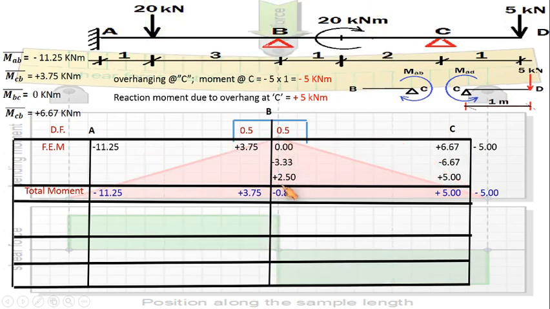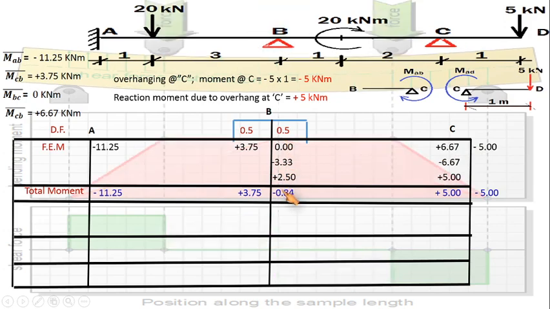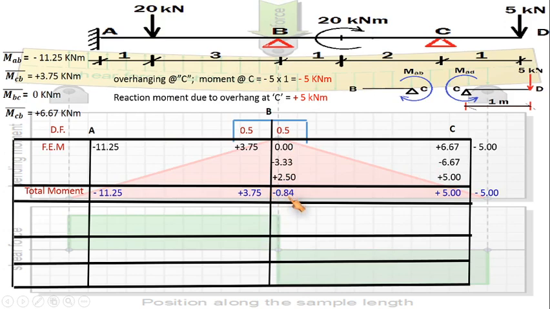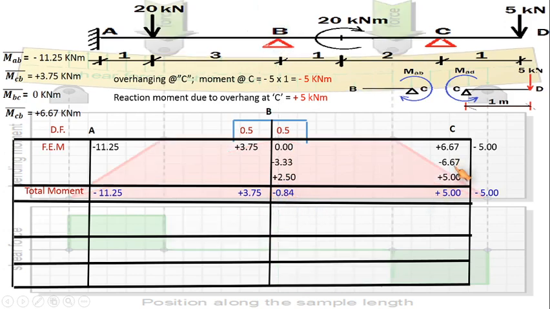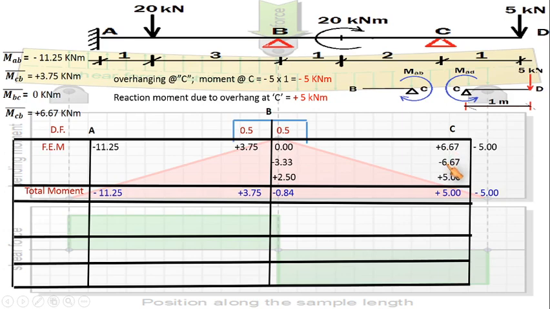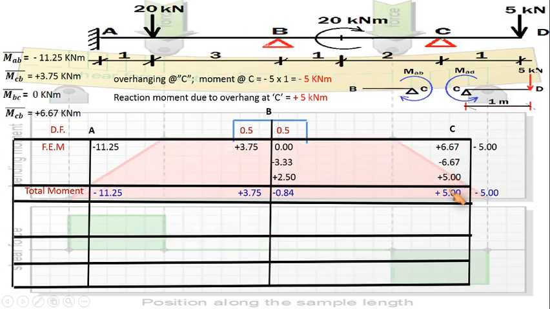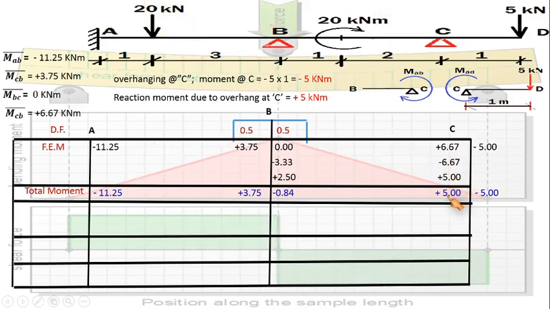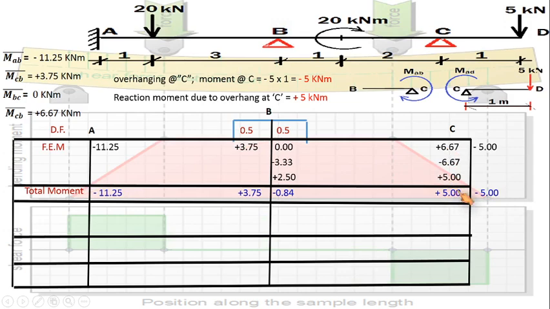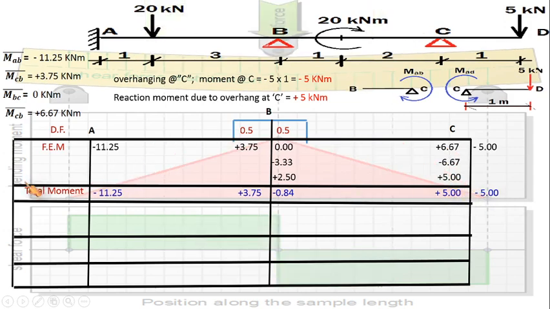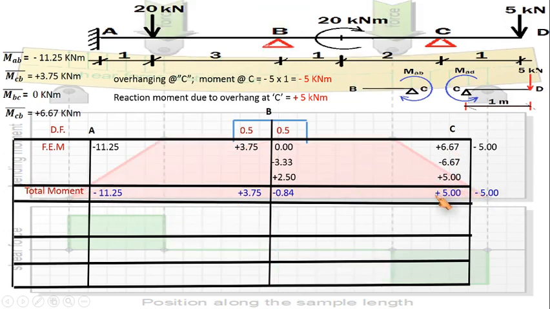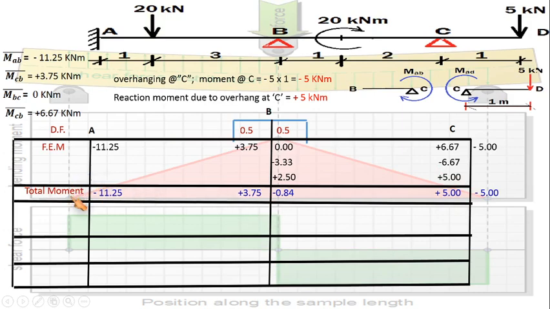So if I do the algebraic summation of all these moments here, ultimately I get minus 0.84. Is it okay? And here this plus this is equal to 0 plus 5, that is equal to 5. So minus 5 and plus 5 is equal to 0. Is it okay? So these are the total moments occurring right now about joints A, B and C.